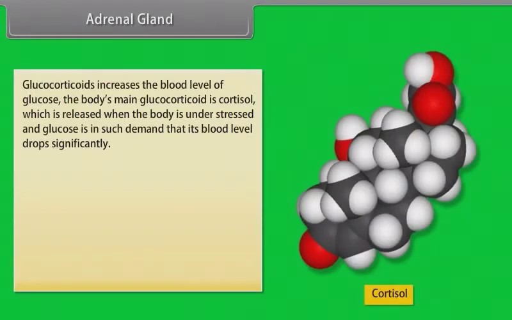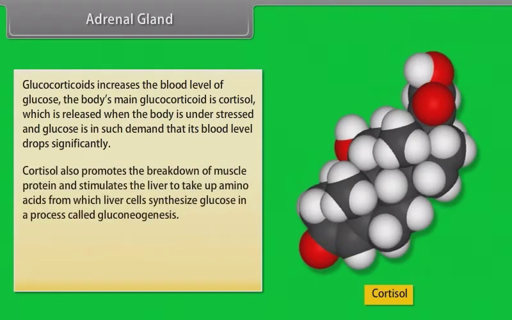Glucocorticoids increase the blood level of glucose. The body's main glucocorticoid is cortisol, which is released when the body is under stress and glucose is in such demand that its blood level drops significantly. Cortisol also promotes the breakdown of muscle protein and stimulates the liver to take up amino acids, from which liver cells synthesize glucose, in a process called gluconeogenesis.